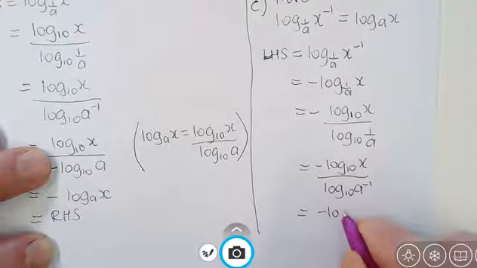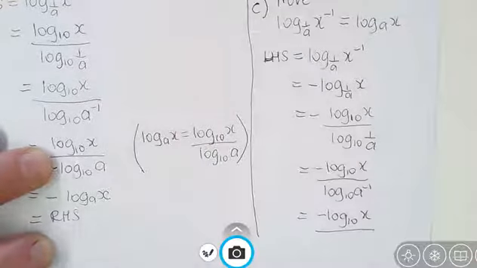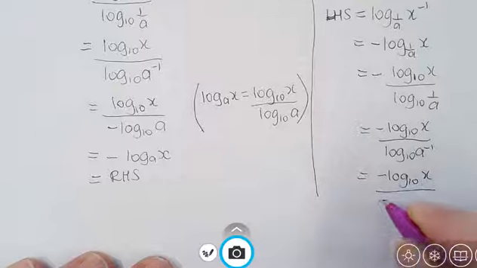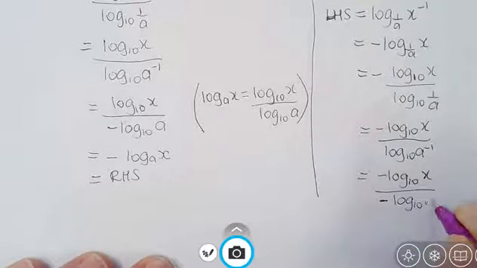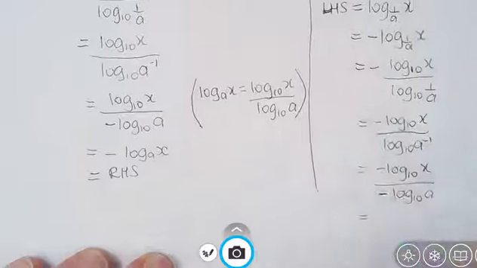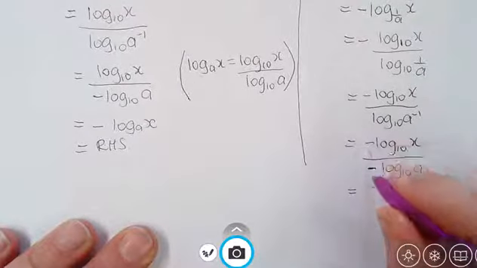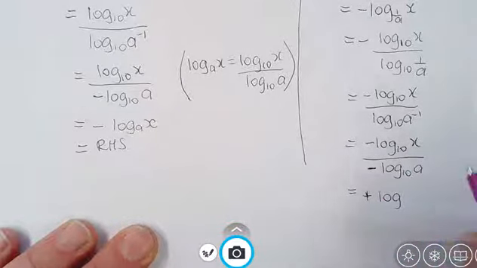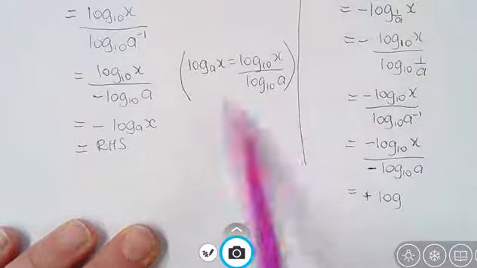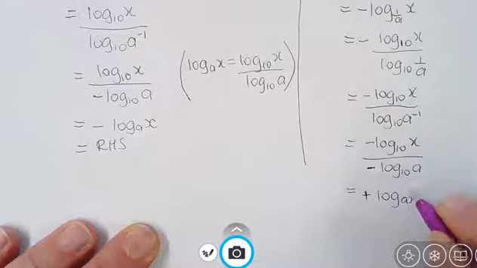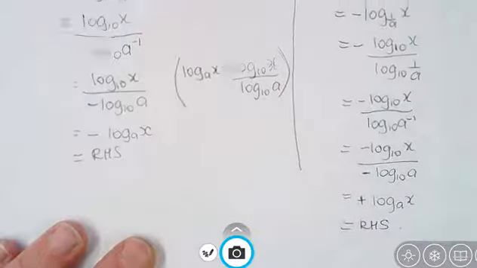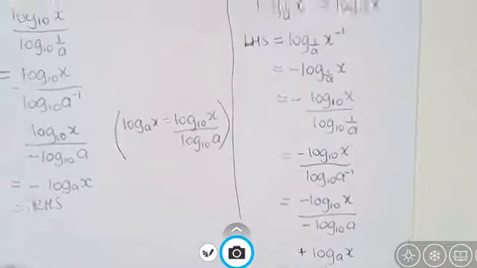So notice we're writing out each step. If you're asked to prove something, you have to show each step. You can't just jump a few steps. Now log to the base 10 of a to the power of negative 1, the negative power comes to the front. So that's negative log to the base 10 of a. And now I will just use my change of base again. A negative divided by a negative is a positive. And I've got log to the base 10 of x over log to the base 10 of a, which I'm using and going in reverse, which is log to the base a of x, which equals the right-hand side. Okay, so that's that second one.